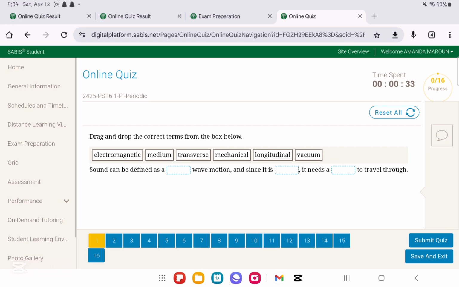Sound can be defined as a what wave motion since it is what and it needs a what to travel through. First of all, we know that sound can be defined as a longitudinal wave motion. Why? Because it moves along the same direction of propagation.